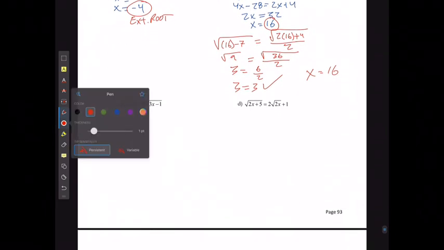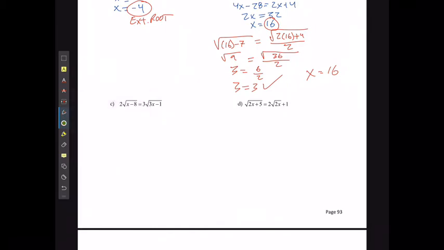Okay, for example C. First off, we have two possibilities. The one on the left is going to give me x is greater than or equal to 8. The one on the right is going to give me x is greater than or equal to 1/3, which means that x is greater than or equal to 8 is going to be my restriction. It covers all the possibilities.